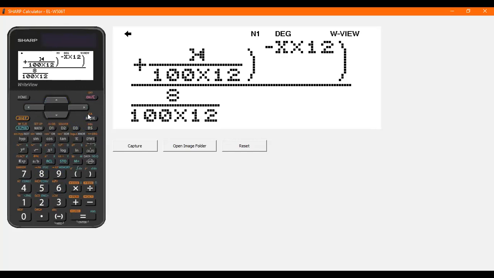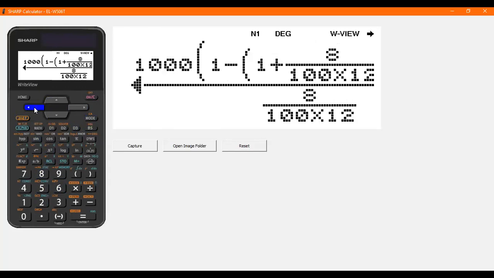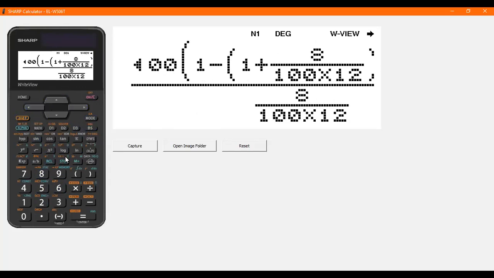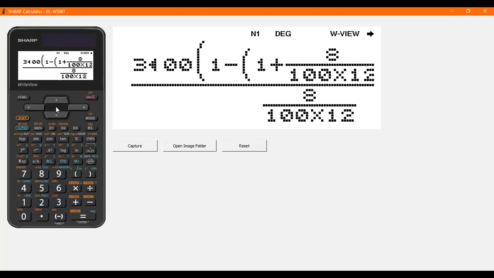So my interest is also 8%. And then if I press second function and left, it will take me right to the front of the graph, which is what I should have done. And let's make our monthly repayments 3,000 Rand.